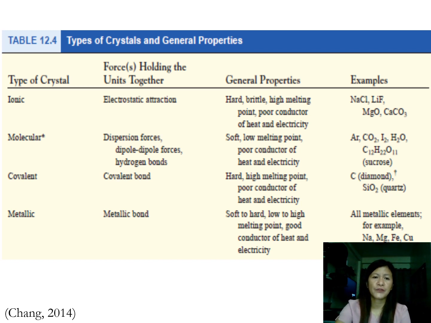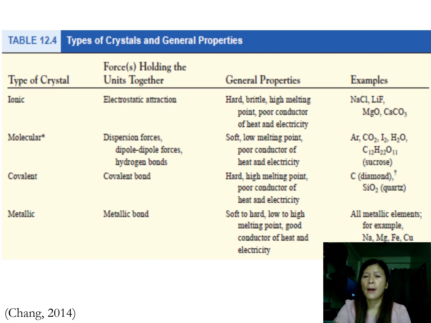And the last type of crystal, we have the metallic crystal. Of course, they are bonded strongly by metallic bonds, the strongest force of attraction. General properties include that they range from soft to hard. We have metals that are soft, like gold. They also have varying melting points, low to high melting points. They are good conductors of heat and electricity. So among these types of crystals, metallic are the good conductors of heat and electricity. The rest are poor conductors.